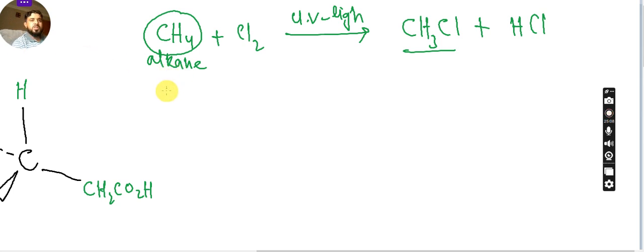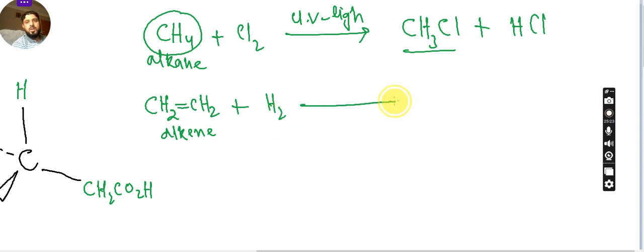Second, you have to remember the reaction of any alkene. This time I'm taking CH2=CH2, meaning ethene. Any alkene can react with hydrogen. The conditions are 140 degrees Celsius temperature and nickel as a catalyst, and you will get an alkane, CH3-CH3. So the double bond is broken down, and 2 hydrogens are added, one to each side.